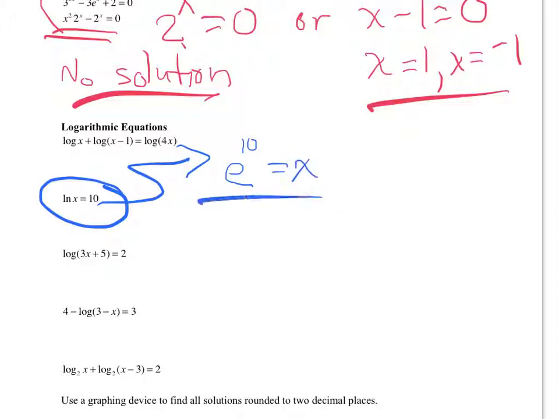And that's the solution. Just remember that e is a number, so e to the 10th power is a number, and so you've got the number that's equal to x. That one was actually pretty easy. Well, this one's easy too.